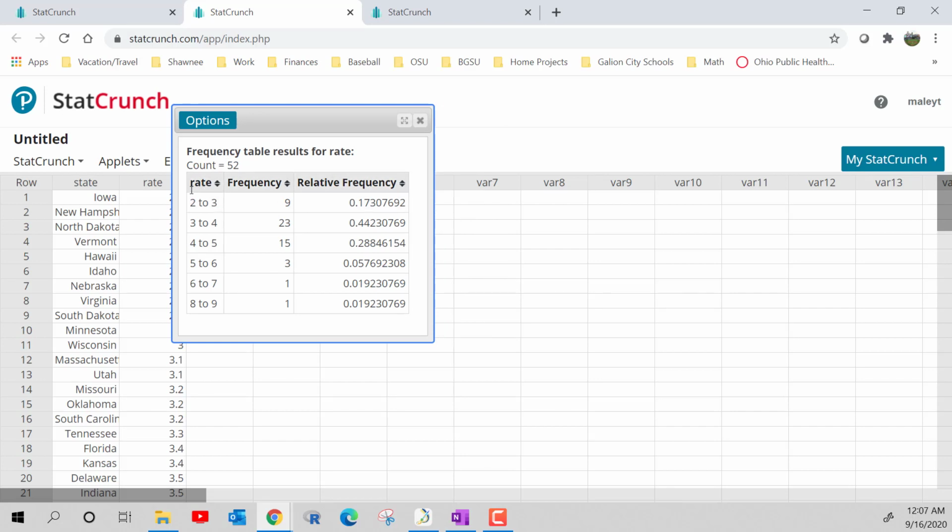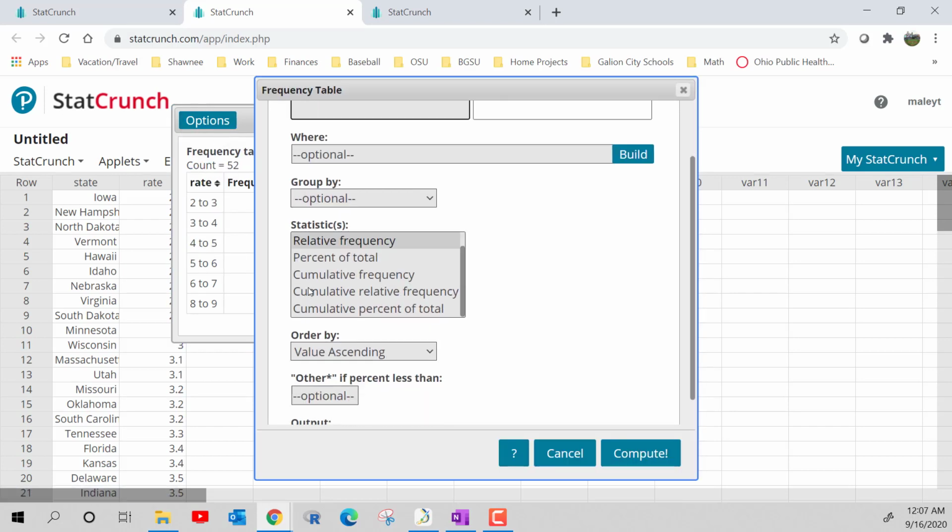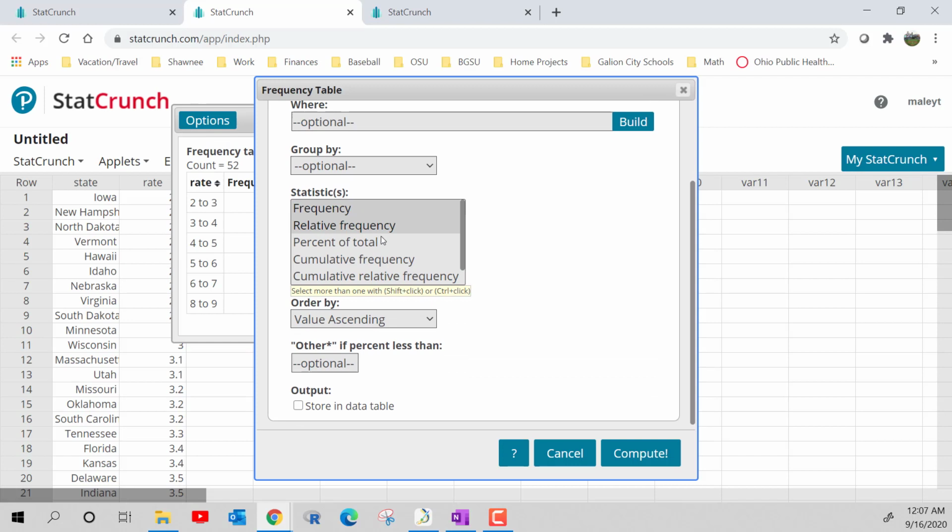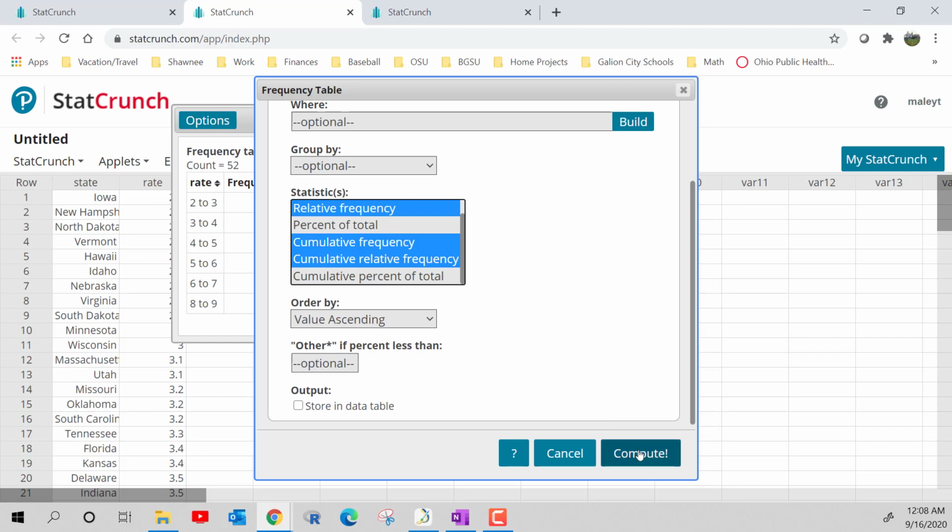So it's recommending that we do 2 to 3 as my classes. I want to use those same values here for the classes. But if I go to options and hit edit, you'll notice there were some other options here in the statistics. I can hold down control on a PC, or if you have a Mac, you can hold down the command key, and I can hit cumulative frequency and also cumulative relative frequency. Those were the two things that we were adding in.